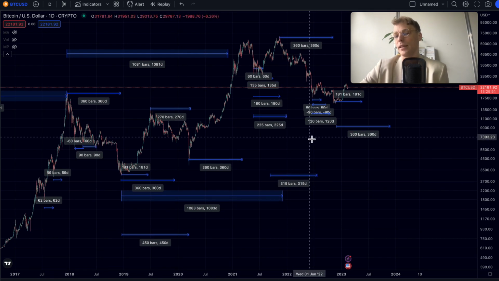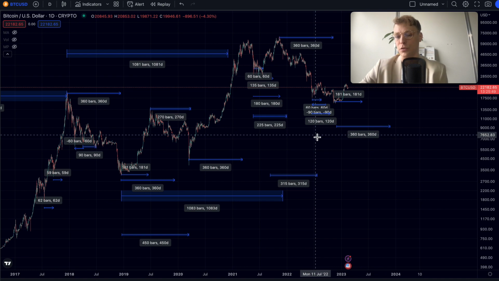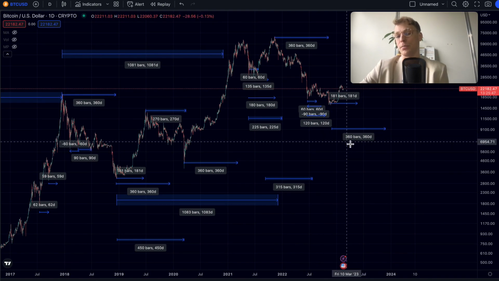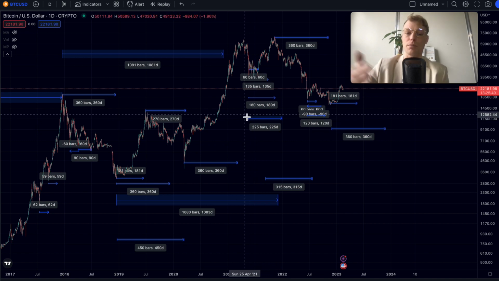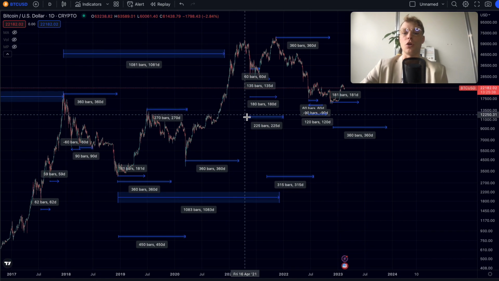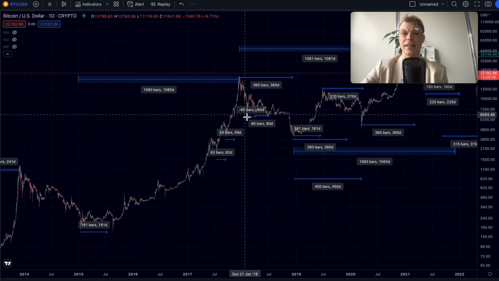Right? 120 is 1 plus 2 plus 0 is 3. 360, 3 plus 6 plus 0 is 9. 225 is 2 plus 2 plus 5 is 9. 180, 1 plus 8 plus 0 is 9. So we can see a lot of 9 coming back.